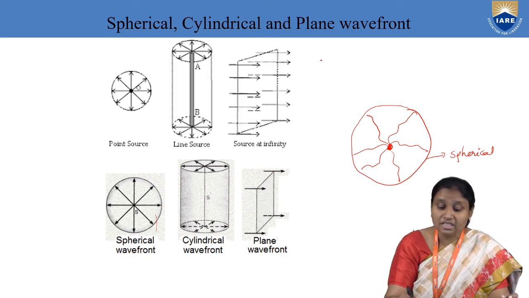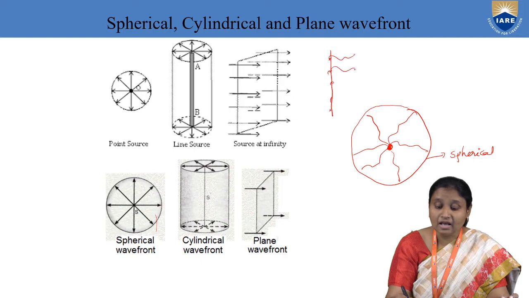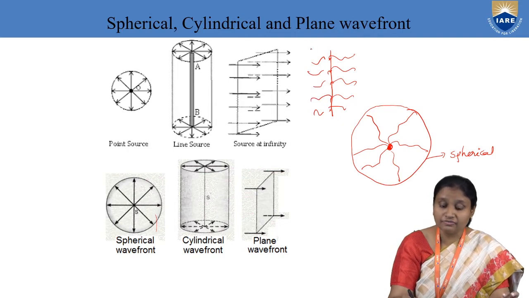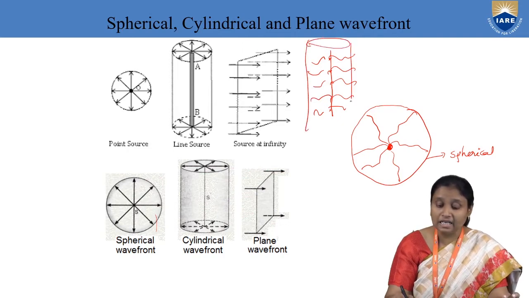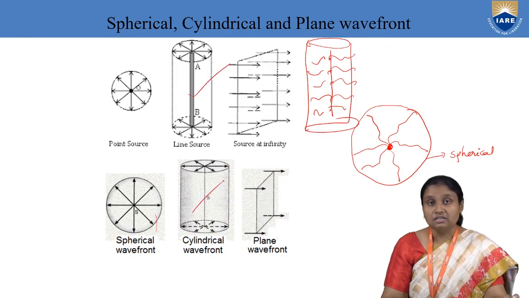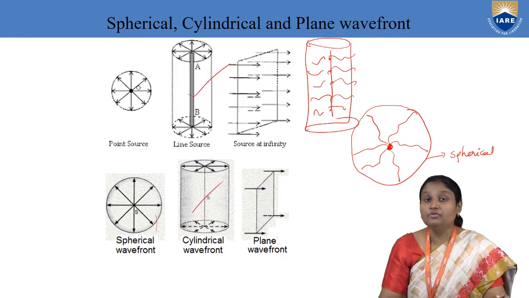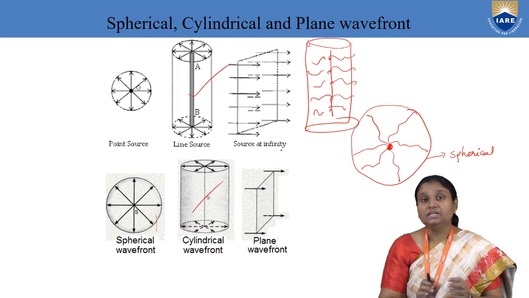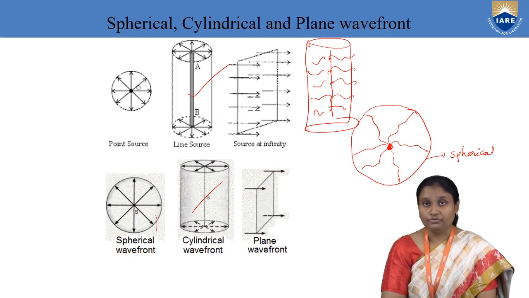Now if I have an extended source, then from each and every point of this extended source, again I have waves coming out like this. And if these waves vibrating in the same phase, I take their locus, then I end up having a cylindrical wavefront. So the cylindrical wavefront will be formed when we are taking an extended source. Now, coming to the third type, the third type of wavefront is the plane wavefront.